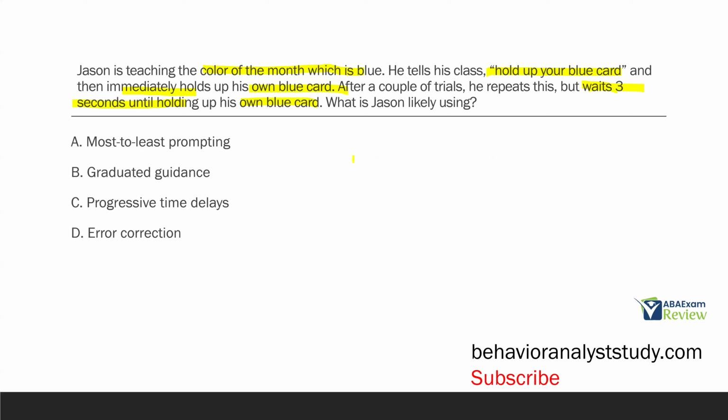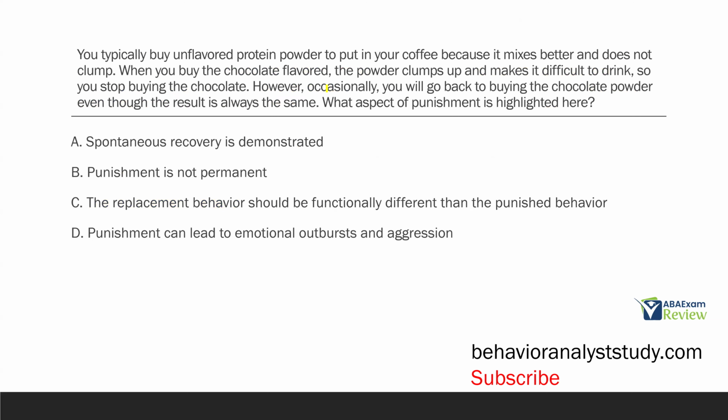And then D, error correction. No information is given on how Jason is correcting errors or using error correction. So of course, that is out. The correct answer here is going to be C, progressive time delays.